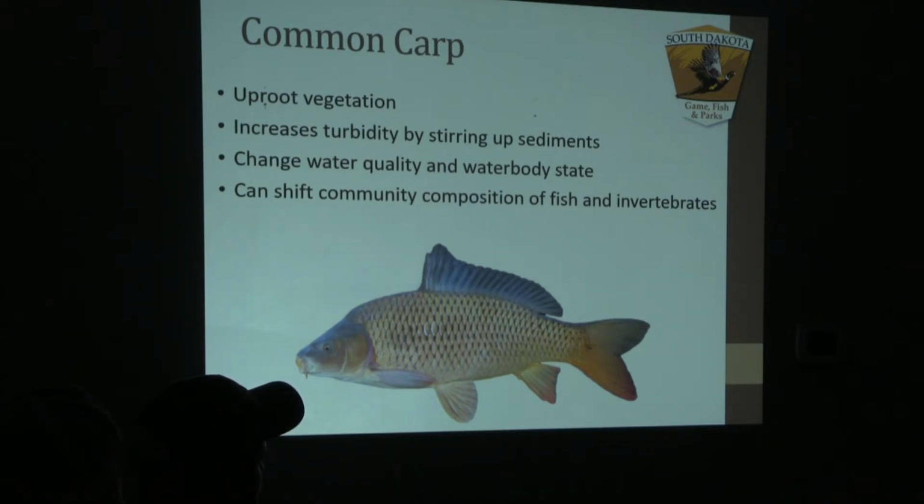And there's been several management strategies of, for example, commercial harvest of these fish. But over time, research has shown that it's very, very hard to get rid of these. And so a lot of managers just try to keep these at bay through different management strategies of barriers to that system, or continuing commercial harvest on an annual basis. These fish can also shift community composition of fish and invertebrates with that uprooting of that vegetation.